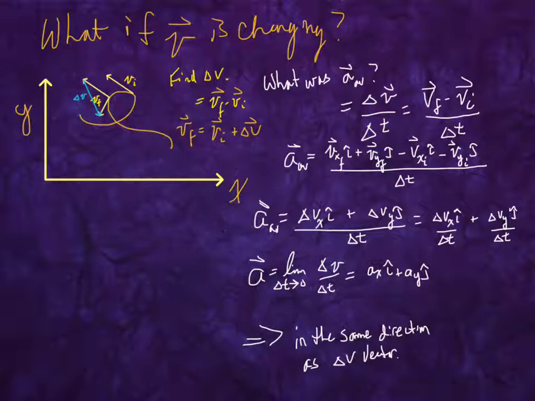And this is in the same direction as our delta v vector. If you have a direction to your change in velocity, that is the same direction as your acceleration. And that is the end of today's lecture.